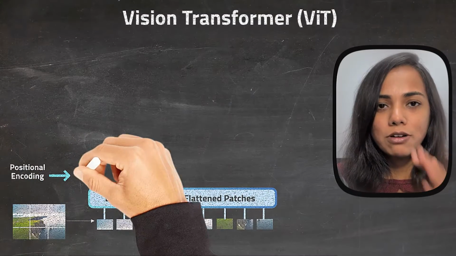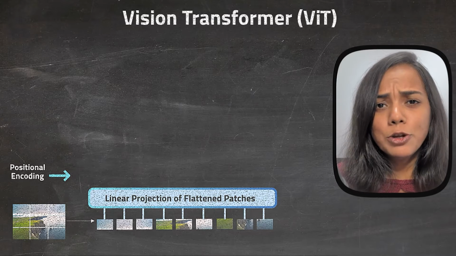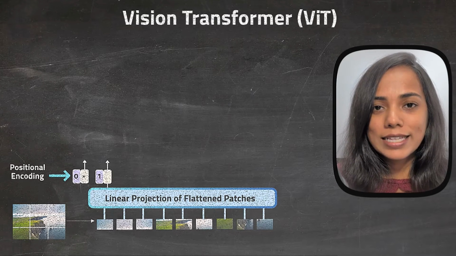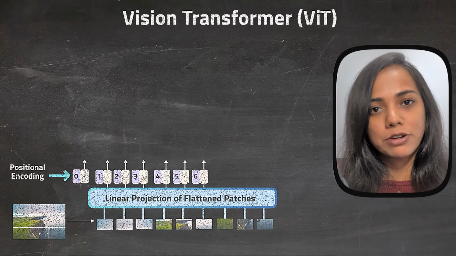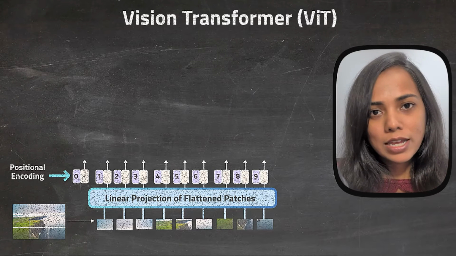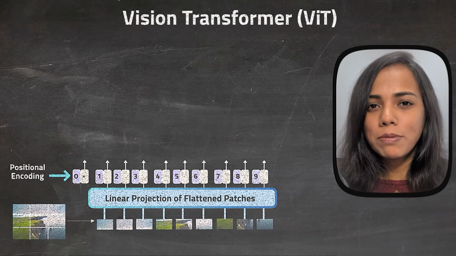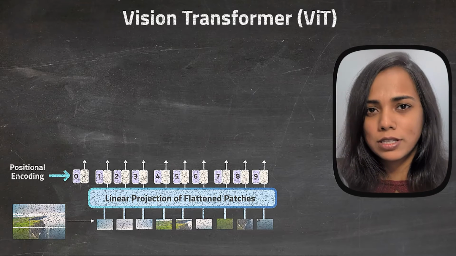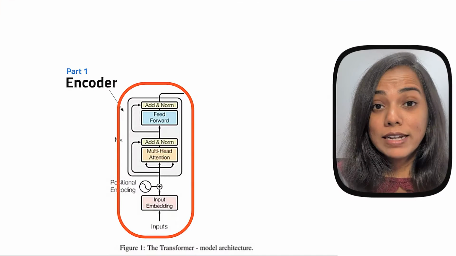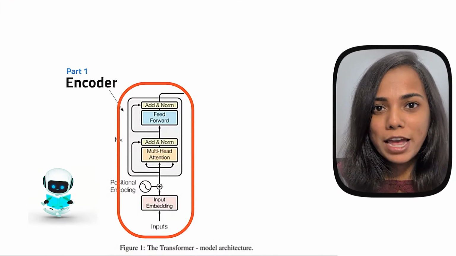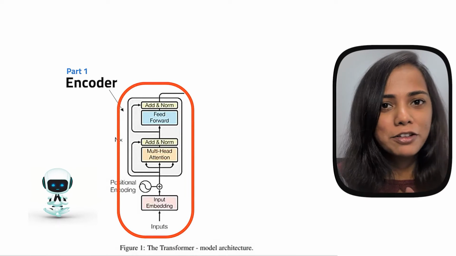Once these patches are turned into vectors, the model doesn't automatically know which patch came from which part of the original image. To solve this, vision transformers add special information called positional embeddings, little numerical tags that tell the model exactly where each patch was located originally. Just like labels that say this is the top left patch, or this is at the center, or this is at the bottom, etc.